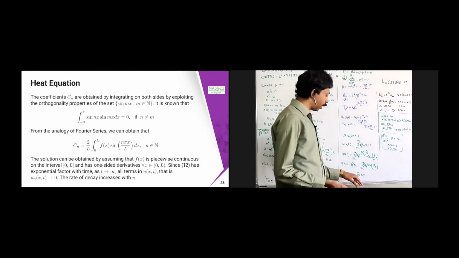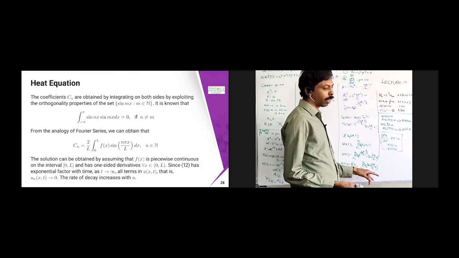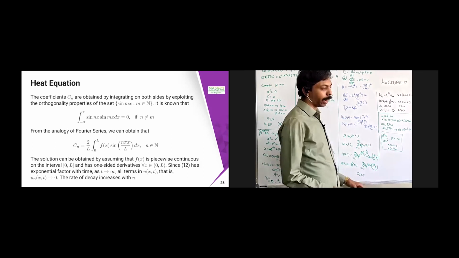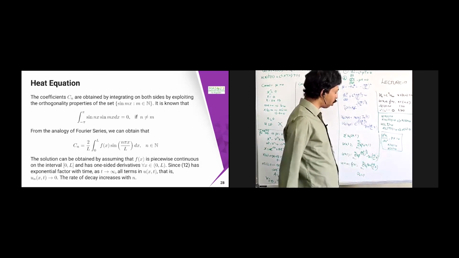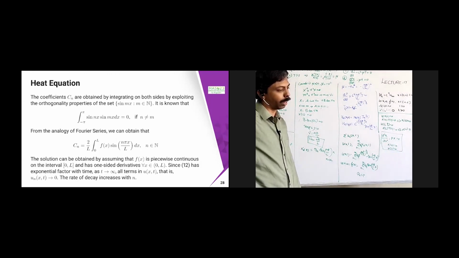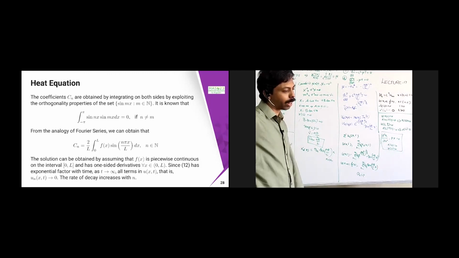So a_n can be uniquely determined because you can use the orthogonality property of sin(mx). You can multiply by it, and you get a_n, or c_n, equal to 2/L times the integral from 0 to L of f(x) sin(nπx/L) dx. This one we have already seen, so I'm not going to go into more detail.